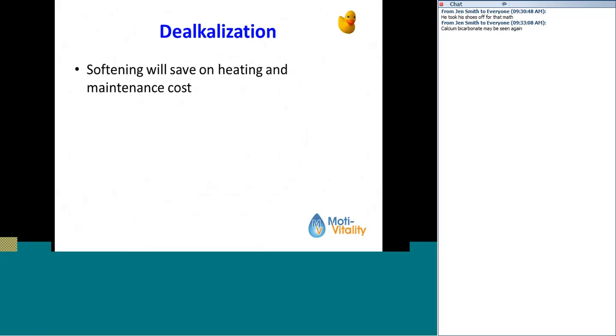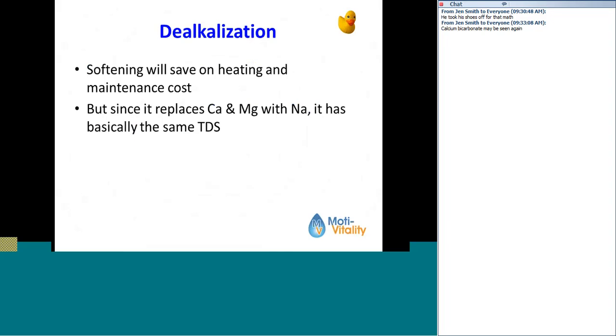Softening will save on the heating and maintenance costs with the boiler system, but since it replaces the calcium and magnesium with sodium, it has basically the same total dissolved solids. So this is kind of important to know: a water softener doesn't reduce the total dissolved solids count. Remember, the process is referred to as ion exchange. It's not ion replacement or ion removal. It's ion exchange. That means you're removing the calcium and magnesium, but you're replacing it with sodium or potassium. So it's going to have basically the same TDS. In fact, the TDS may even be a little higher because of the size and the equivalent molecular weights of the sodium or potassium.